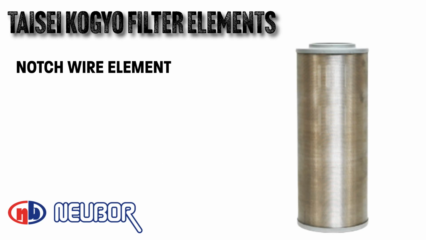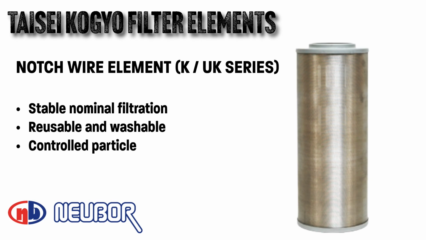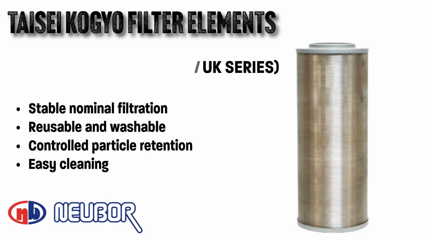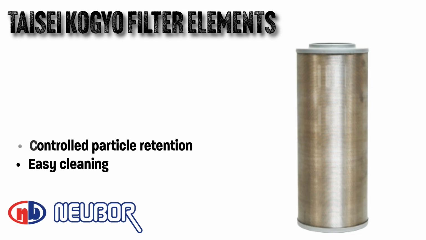Notch wire elements use a precision-profiled stainless steel wire structure. This design provides a more stable and repeatable filtration gap compared to conventional mesh elements. Their flat surface allows easier cleaning and maintenance, making them an efficient and cost-effective reusable solution for many industrial filtration applications.